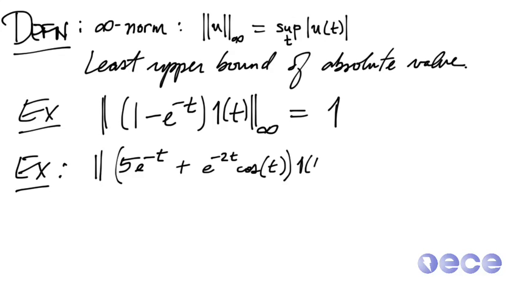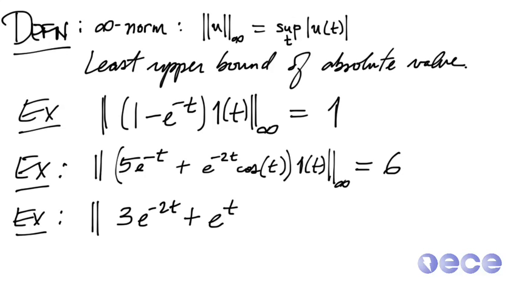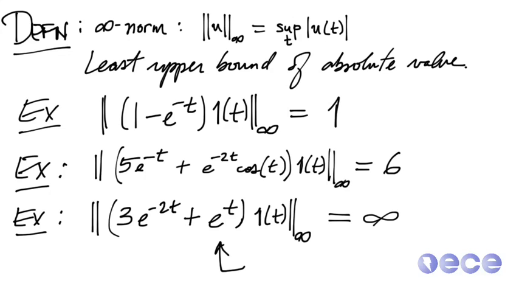Similarly, here we have the infinity norm equal to 6, because cosine of t is equal to 1 for some of the values. The cosine of t when t equals 0 is equal to 1, and we're going to have 5 plus 1 times 1. The infinity norm here for 3 e to the minus 2t plus e to the t is equal to infinity. That is, there's no real least upper bound. So the infinity norm is equal to infinity here.